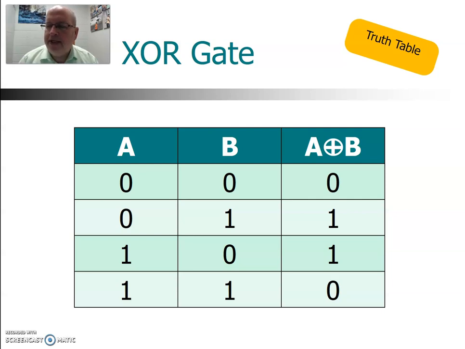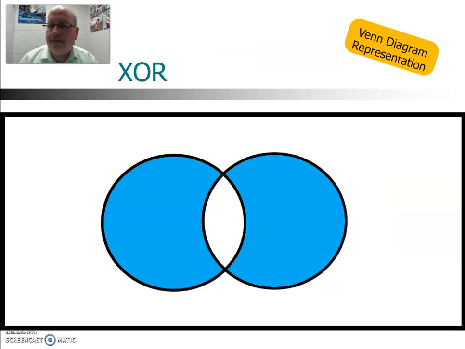Notice the Boolean symbol is a plus, just like an OR, but now we put a circle around it to indicate exclusive OR. And again, the X indicates exclusive OR. This would be the Venn diagram representation of an exclusive OR.